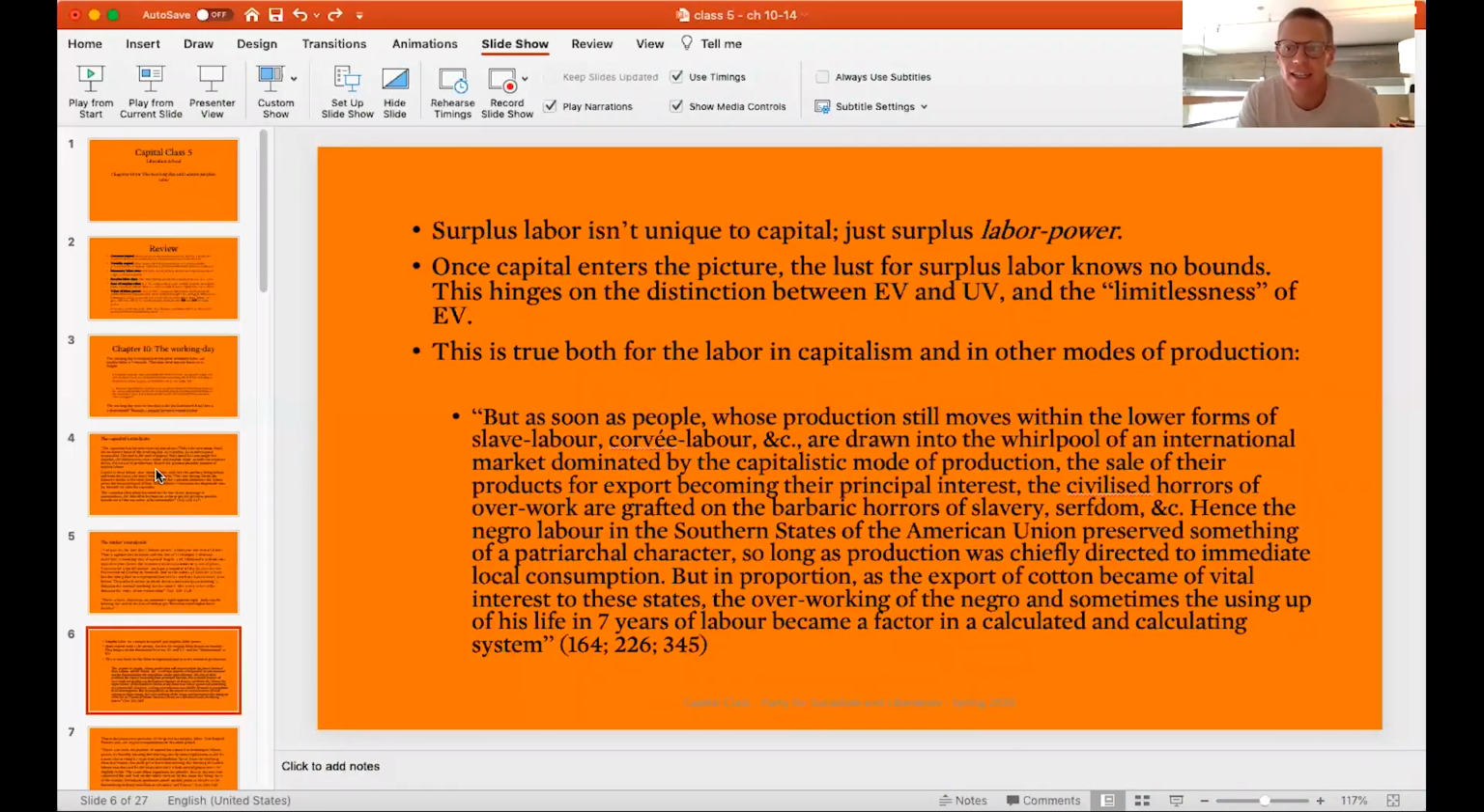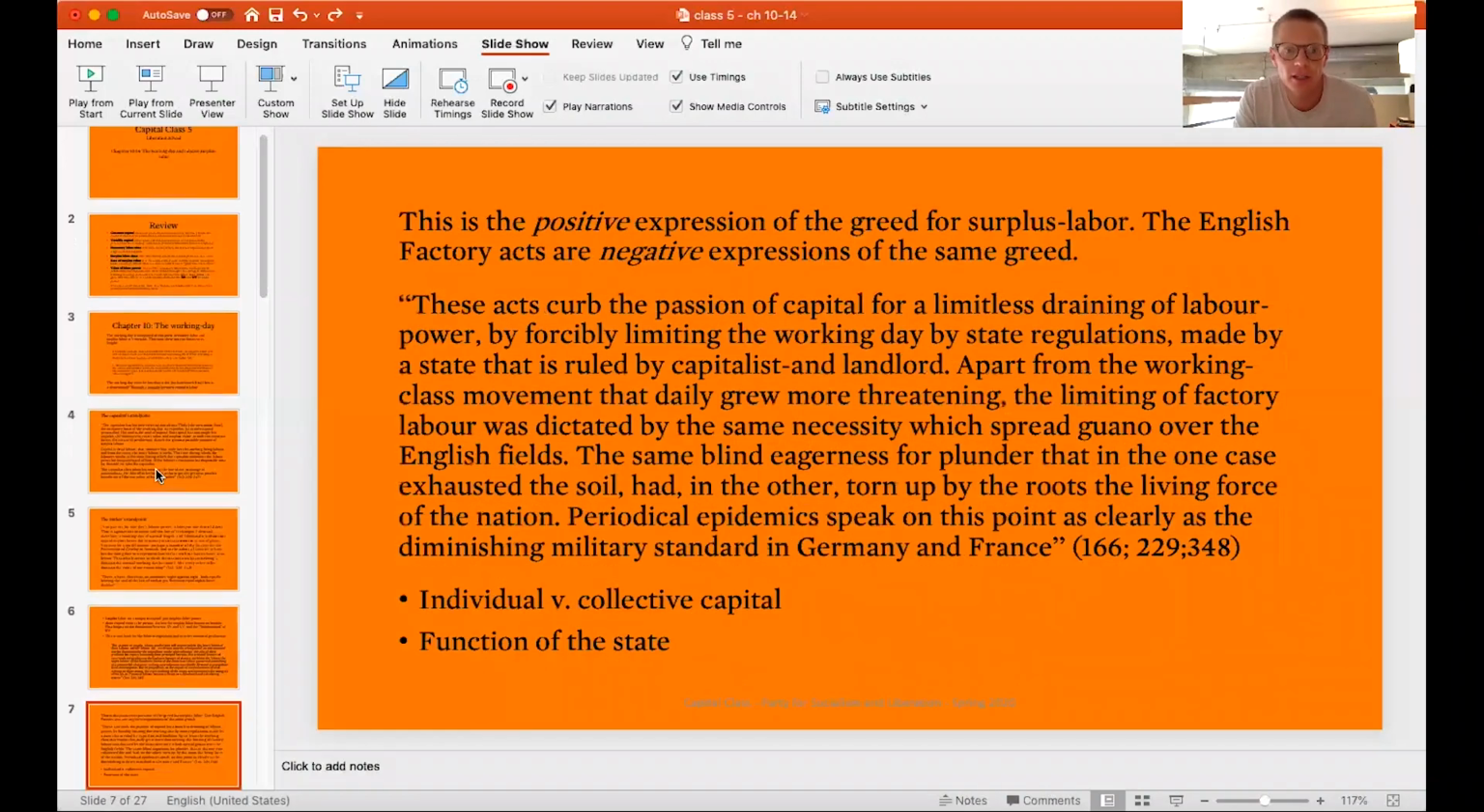So the lengthening of the working day is the positive expression of greed for surplus labor. And then he moves into the English Factory Acts to limit the working day, which are negative expressions of the same greed. And this is important, so let's read this. That these acts curb the passion of capital for a limitless draining of labor power by forcibly limiting the working day by state regulations made by a state that is ruled by capitalist and landlord.